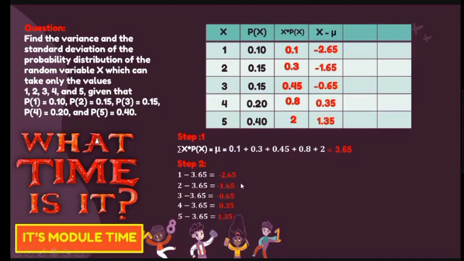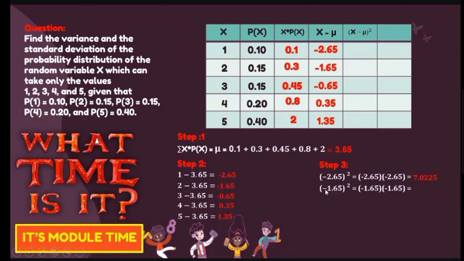So ito na siya. Next natin is you have to transfer our answer for step 2 to column number 4. Ito na yung mga yon. So meron kang negative 2.65, negative 1.65, negative 0.65, 0.35, then 1.35. Then for step 3, anong gagawin natin for step 3? We have to multiply itong given natin by itself. Consider the values of the fourth column to get the fifth column. So multiply yung negative 2.65 by itself. Then you will come up with 7.0225.